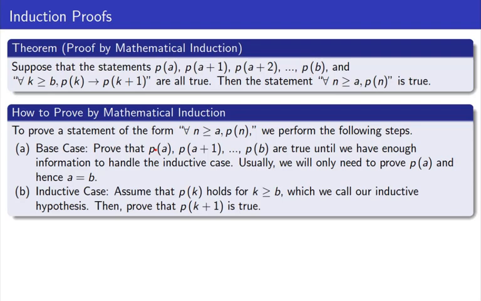Then we have our inductive case. The inductive case is proving this statement right here. So what I need to do is pick some k greater than or equal to b, assume P of k is true, and show P of k plus 1 is true. If I do that, then I have finished my mathematical induction, and I can now claim that the statement is true for all natural numbers, at least as big as a, where I started.